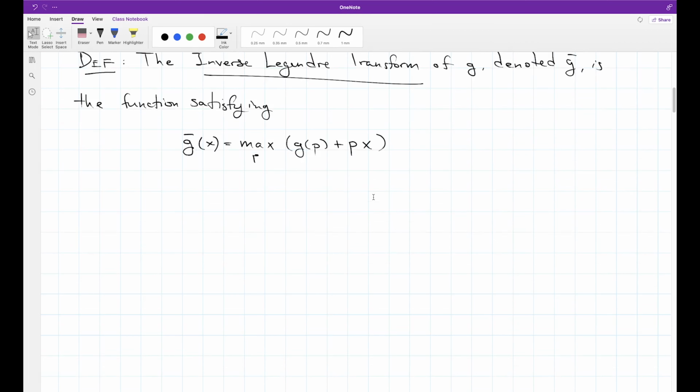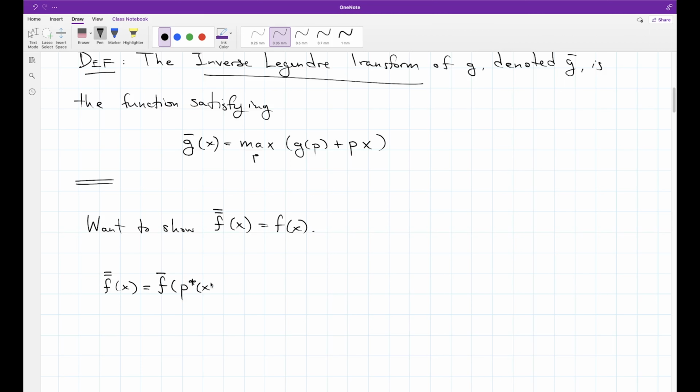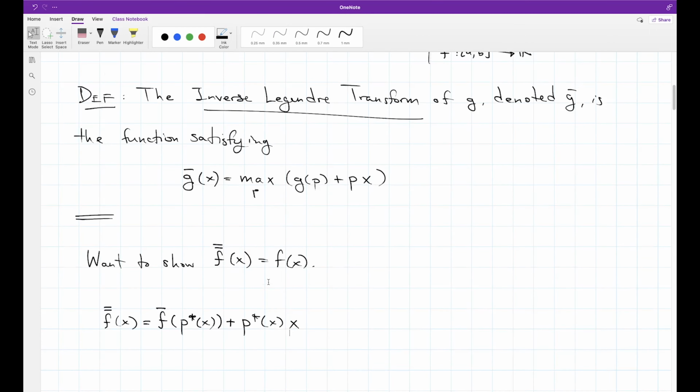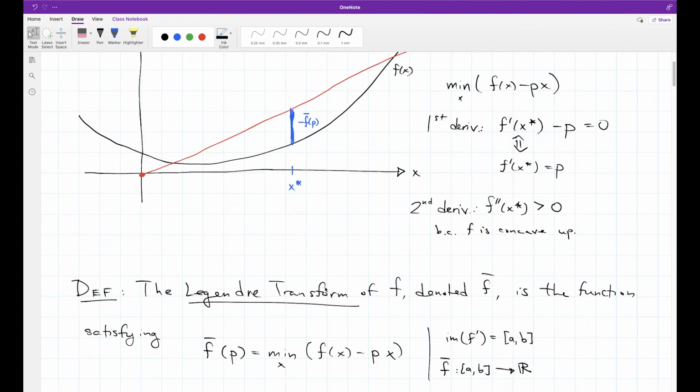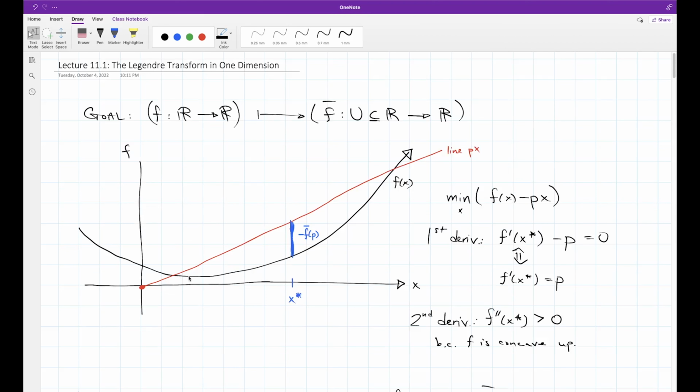Wonderful. Now, the hardest proof that we're going to do today is the proof that this really is the inverse of the Legendre transform. So let's do it without further ado. So maybe I should say, want to show f double bar of x is equal to f of x. Okay. The first thing to do is just to note that f double bar of x is equal to f bar of p star, which now we're going to think of as a function of x, plus p star as a function of x times x. And p star must be a function of x because as we change x, this maximum point must also change. Or similarly for the non-inverse transform, as we change p, as we change the slope, then this point will also change. Good.